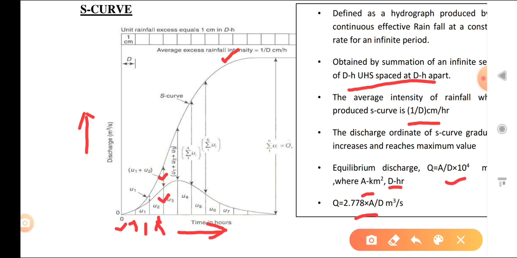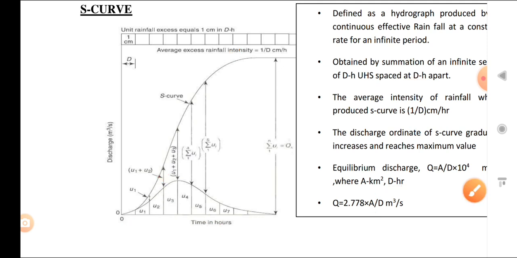Now we have seen the S curve. What is the S curve? The S curve is produced by continuous effective rainfall at a constant rate for an infinite period. As you can see in that graph, the total rainfall is 1 centimeter for an infinite period of d hours, so the intensity will be 1 by d centimeter per hour.